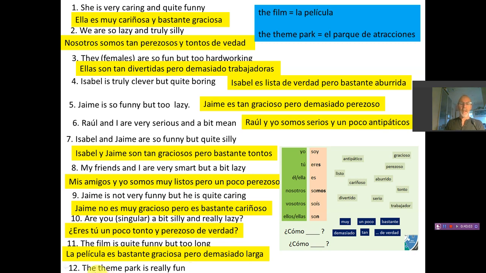Why is it larga with an A and graciosa with an A? Because a film is a feminine thing. It's got la in front of it. It ends with an A. It's a noun that's got an A on the end, which tells you, if you remember, that gender-wise this is likely to be female. So, la película es bastante graciosa pero demasiado larga.